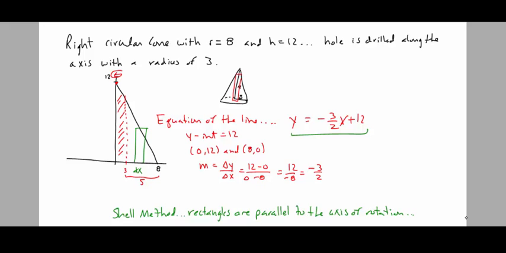And I need to think here about 2 pi r. So setting this up, I get volume equals 2 pi. Now, if I'm parallel to the axis of rotation, our rectangles will go from 3 to 8. The distance from the axis of rotation to the center of this rectangle is x units. Now the upper curve is -3/2 x plus 12, and then the lower curve touches the axis, so that would just be subtracting 0. And of course the incremental width is dx.